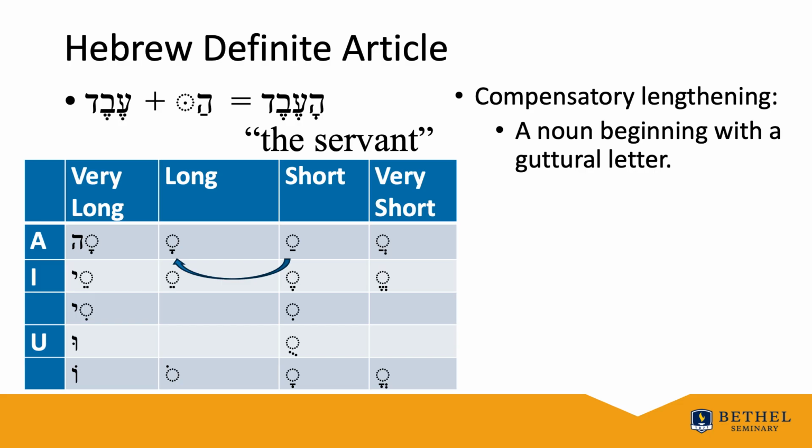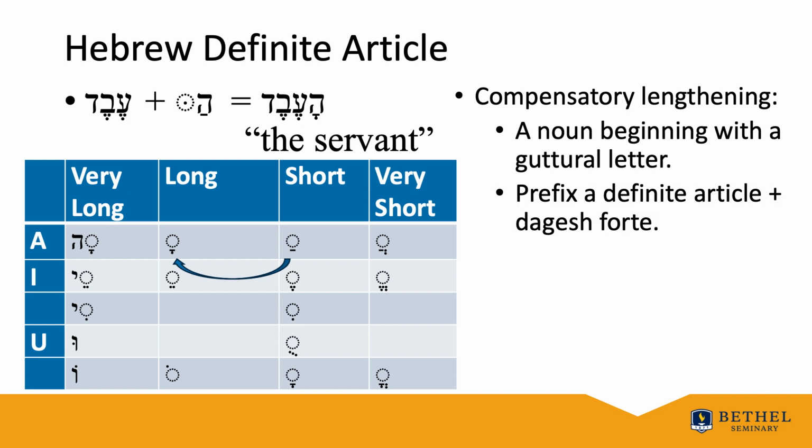Just as in English, the indefinite article "a" changes when the following word begins with a vowel, similarly in Hebrew, when you attach the definite article ha to a word beginning with a guttural, there will be something called a compensatory lengthening. That is a vowel change. And just as a quick reminder, you learned that one of the key rules of guttural letters is that they reject the dagesh forte. So there's a complication.